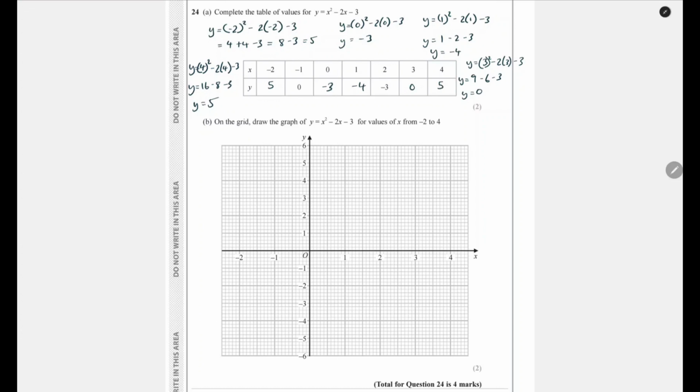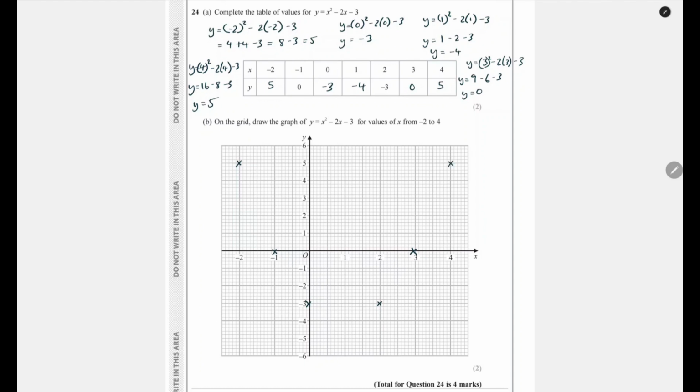Part B says on the grid, draw the graph y is equal to x squared minus 2x minus 3 for values of x from minus 2 to 4. So all we need to do is plot our diagram. We have our x coordinate and our y coordinate for each of these points, and so we go ahead and draw that. So x is minus 2. So we go across to the left and then up 5. So the first point is there. Then minus 1, 0 is here. 0, minus 3. 2, minus 3. 3, 0. And 4, 5.